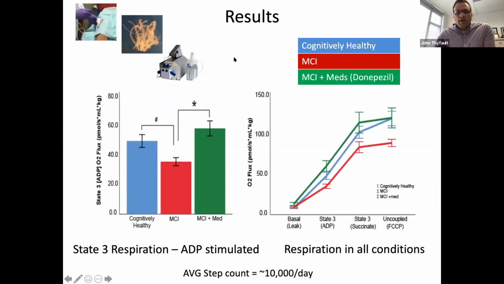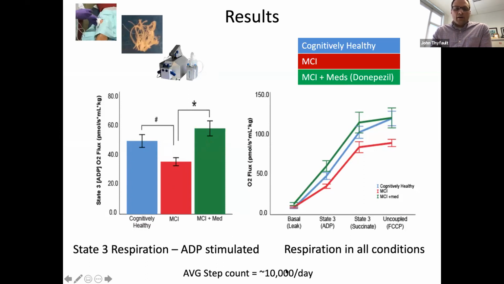So here's the data. I forgot to put the n size on here, but we have about 15 in the cognitively healthy, 15 in the MCI, and 12 in the MCI plus meds. And what you can appreciate is that the MCI, or the early Alzheimer's patients, do have suppressed mitochondrial respiration. State 3 ADP stimulated is lower if they were not on a drug. However, the individuals that were on donepezil had normalized, if not even higher, respiration compared to the cognitively healthy. And here you can look at the respiration in the different conditions. State 3 was succinate and uncoupled. And you can see there's differences across the board.